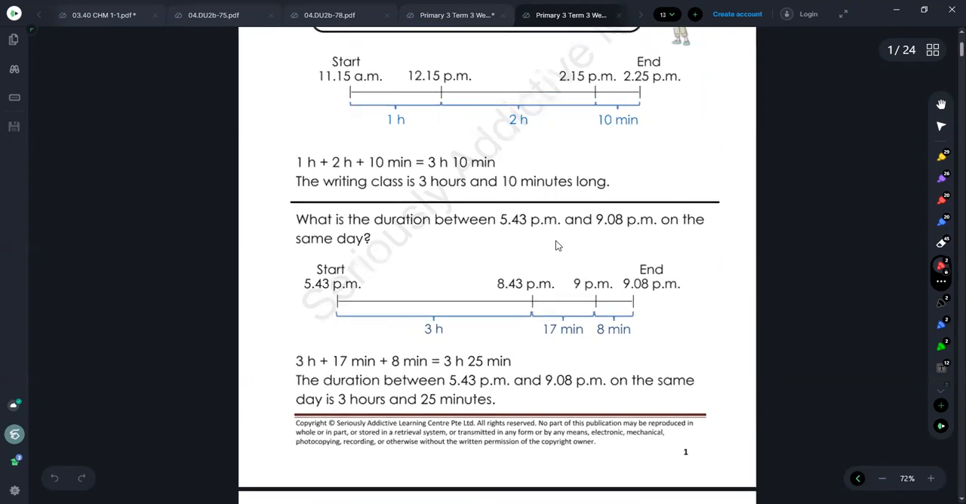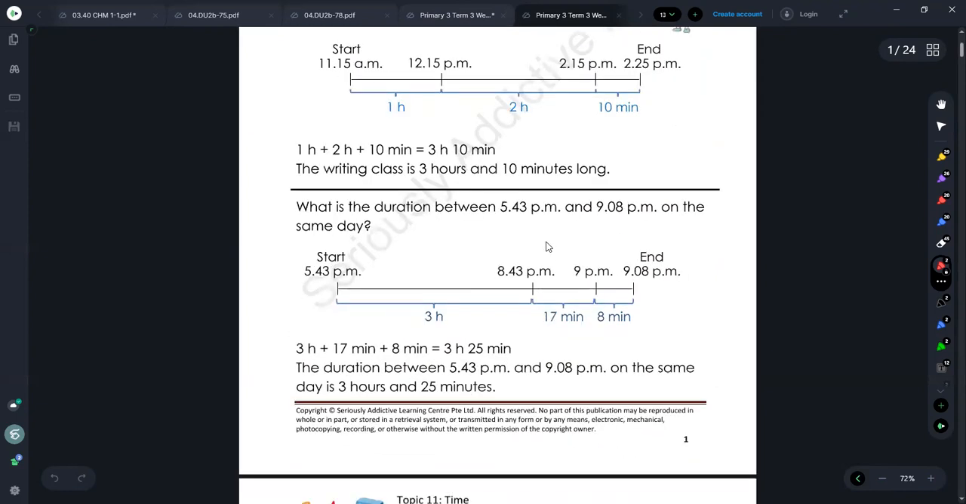Now, what about this question here, 5:43 p.m. to 9:08 p.m.? If they can, as best as they can, they do it in hours first. 1 hour after 5:43 will be 6:43, and then after another hour, 7:43, and then 8:43, and then you can't do 9:43 because time ends at 9:08.